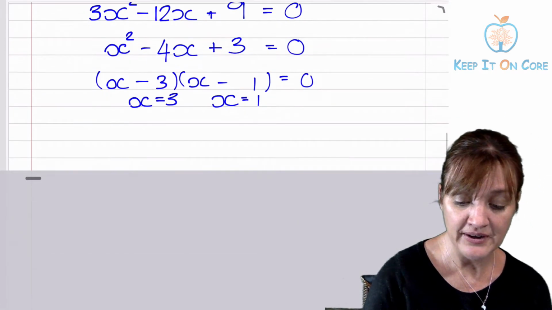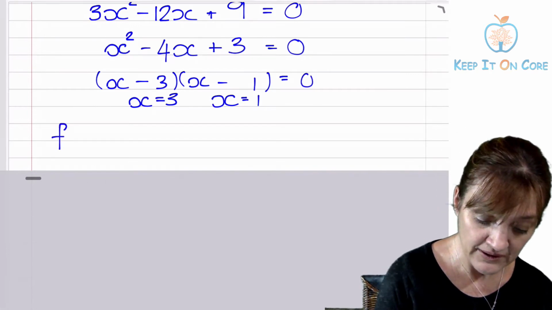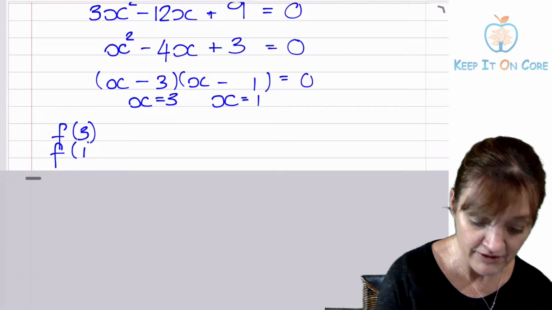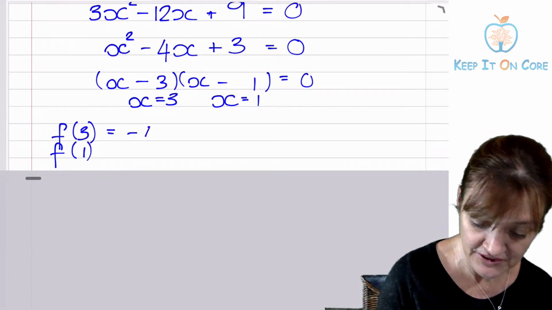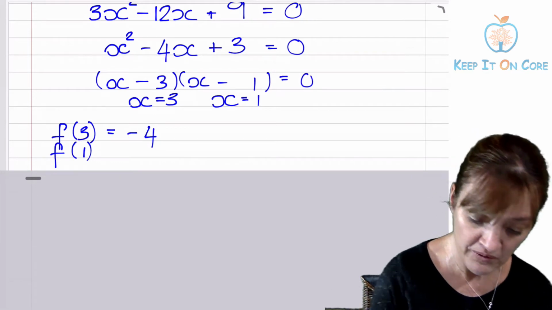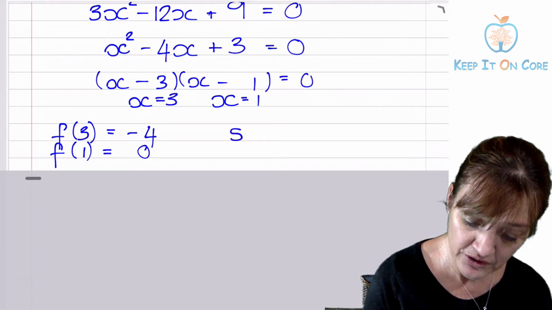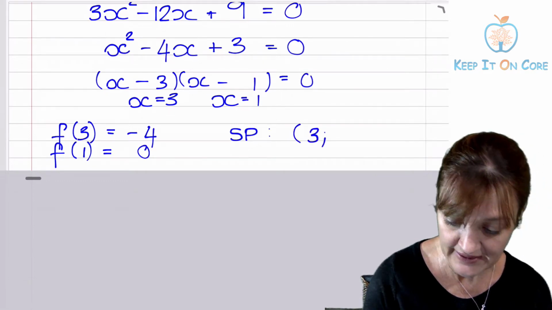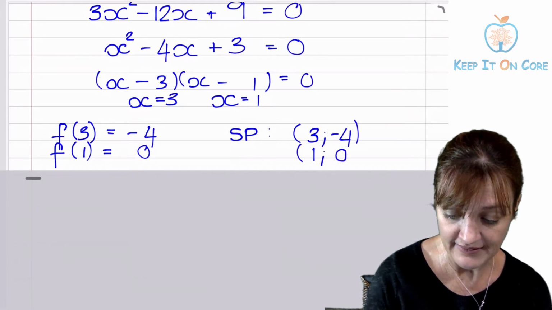Remember, for a turning point, however, you need both an x and a y coordinate. So we're going to work out what f of 3 is, and we're going to work out what f of 1 is, okay? F of 3, when you substitute it into your sum, will work out at negative 4, and f of 1 works out as 0. So what are the coordinates of your stationary points? It is 3 and negative 4, and it is 1 and 0.